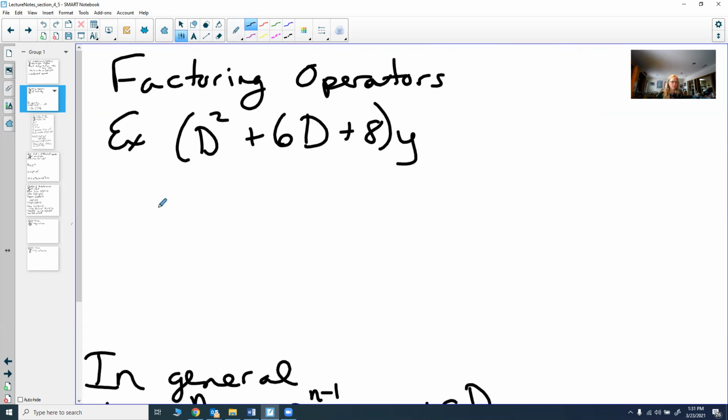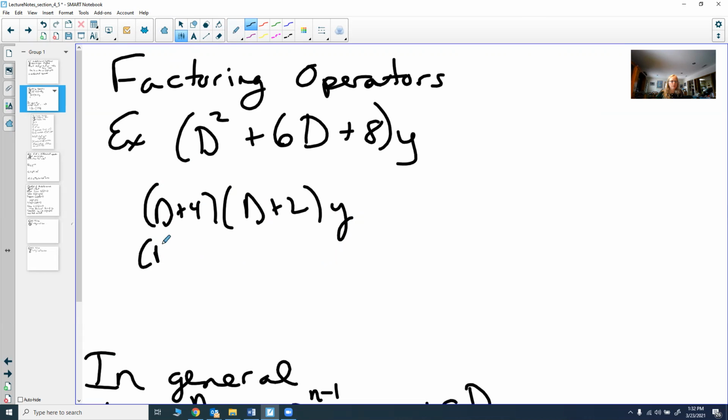So looking at this, this would actually factor as (D plus 4)(D plus 2) of y. And so you've got that. By the way, you can also do (D plus 2) and then (D plus 4), because these operators are commutative. And so you can actually think about solving it this way. So we like this method.